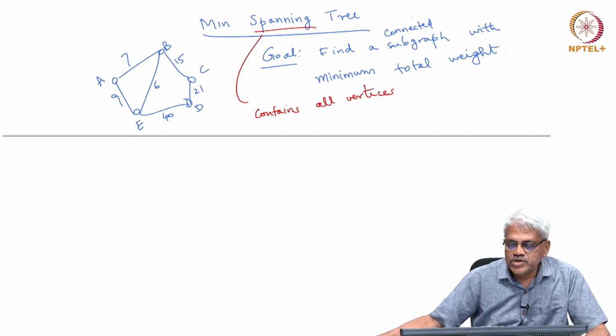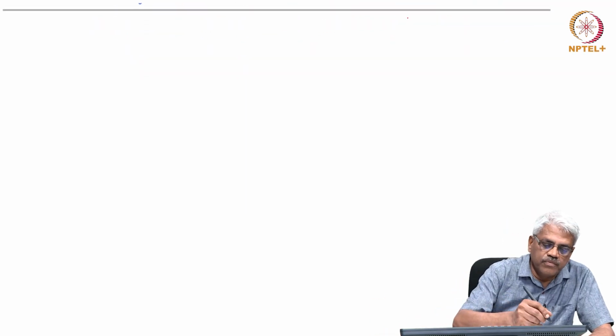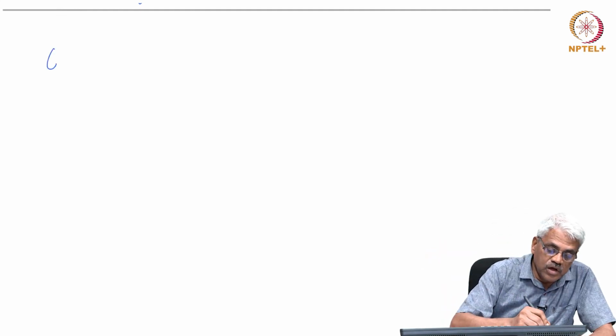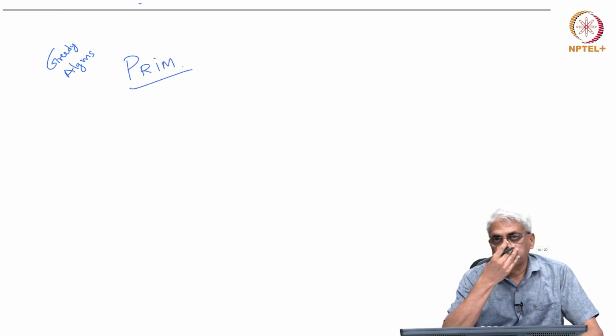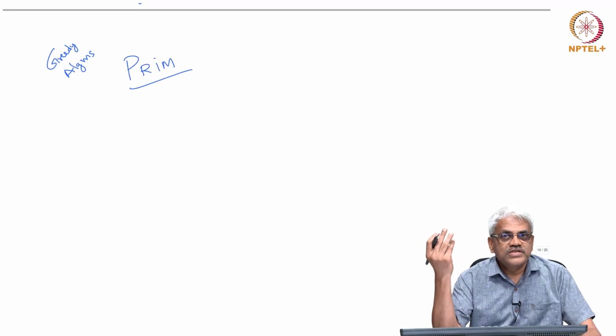So, there are essentially two common algorithms for minimum spanning tree. You would have seen both; they are greedy algorithms. One is due to Prim, which really works more like Dijkstra's shortest paths algorithm.